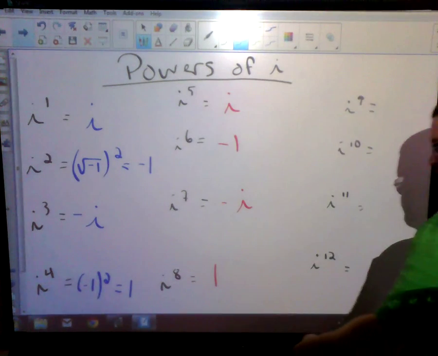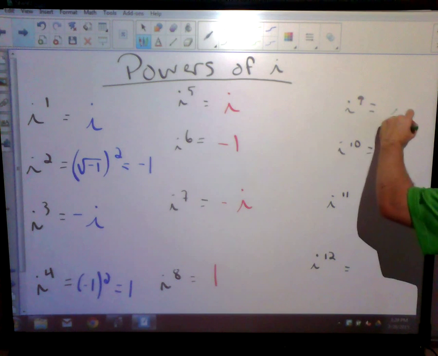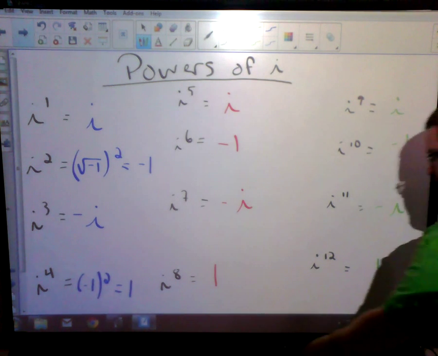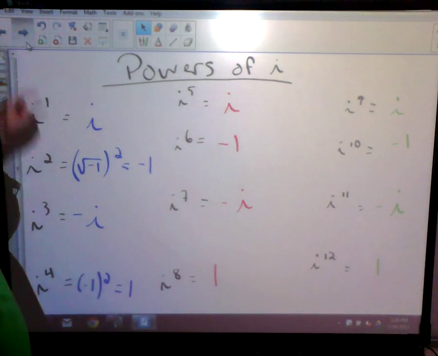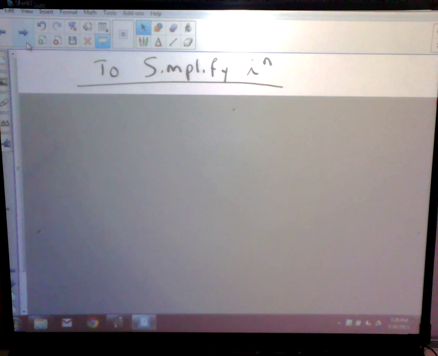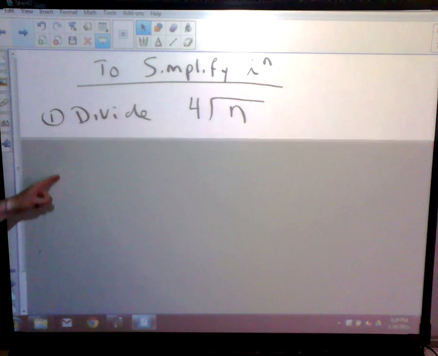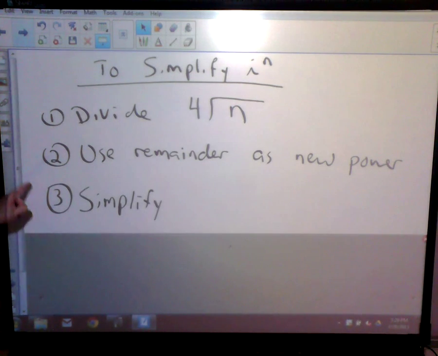Now the interesting thing about i is it repeats itself. And you can go through and prove this yourself. We'll talk about it a lot in class, but I'm just telling you right now, quickly, for the short notes. So, they repeat themselves. What if I want to simplify i to a large power? I divide 4 into n. I use the remainder as the new power, and then I simplify.